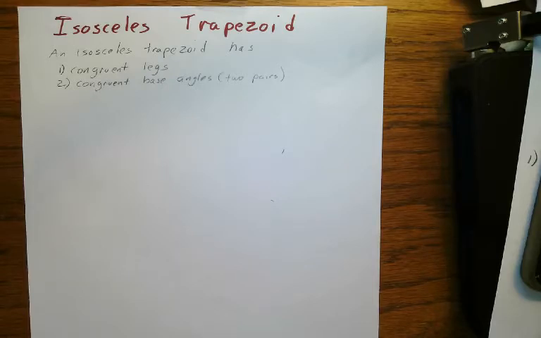Hello, geometry people. We're going to continue our study of trapezoids, and today we're going to look at the isosceles trapezoid. Now, what makes an isosceles trapezoid different from a regular trapezoid? Two things. An isosceles trapezoid has congruent legs. That's what the word isosceles means in Greek. And it has congruent base angles, two pair. A lot like an isosceles triangle, as a matter of fact.